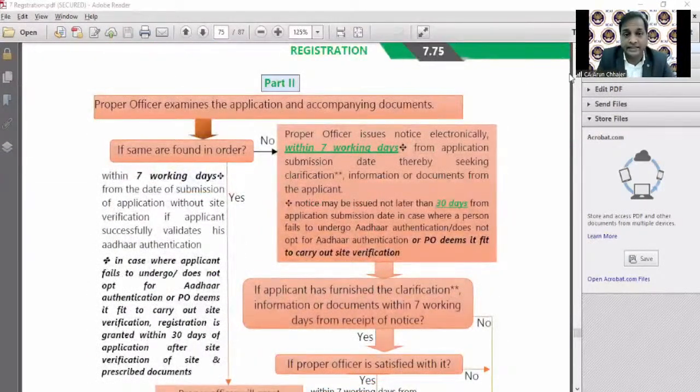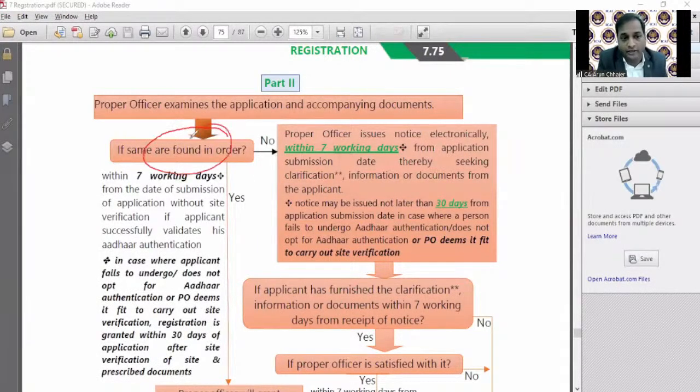In part B of the application, we have discussed part A, and the TRN would be generated. After that, we have to complete part B. What is in part B? Part B contains proprietor or partner details or promoter details, place of business, HSN code or SAC code of the supply you are making, Aadhaar authentication, and multiple other such information. Once we complete this information, the application is submitted and goes to the proper officer for verification.